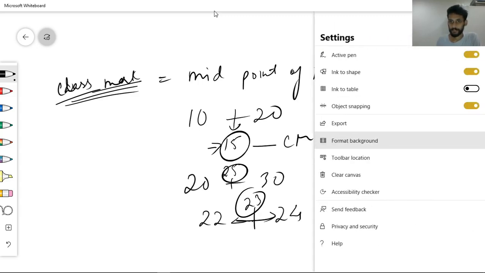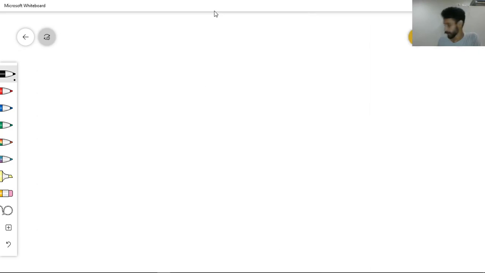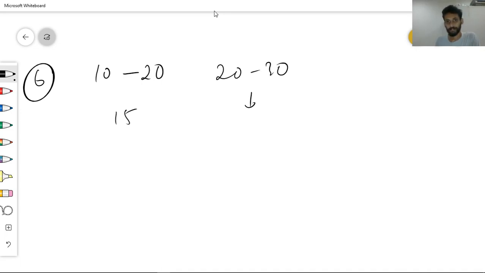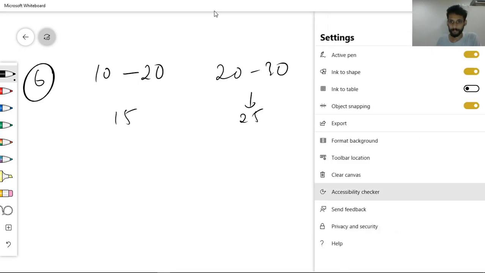Okay, so in this question number 6, first class is 10 to 20, so the class mark will be 15. Then 20 to 30, class mark will be 25. So I guess the next all the things you can do it.